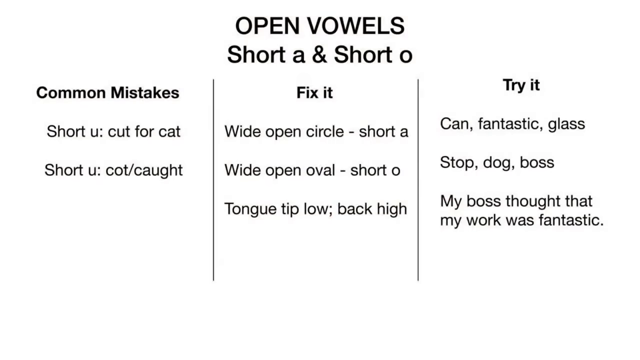And this is an open vowel, I'm calling them. It's the short A, and the short O. So I hear short U. I will hear people say cut for cat or cut for caught. So we just want to make sure that you are going to be opening your mouth wide for this sound, for both of these sounds.